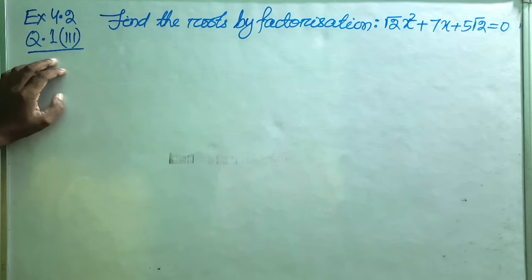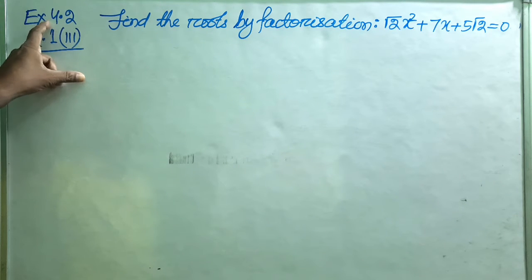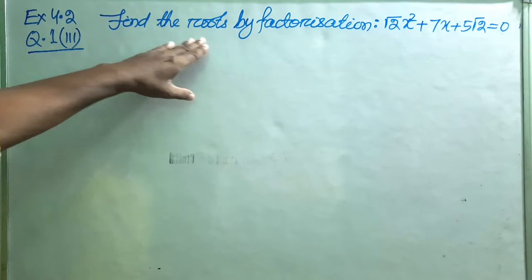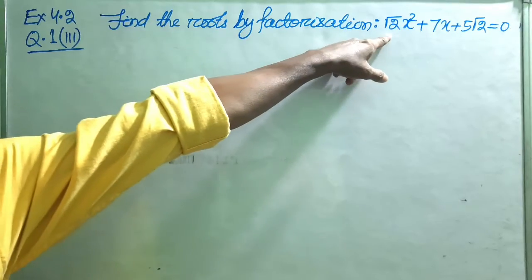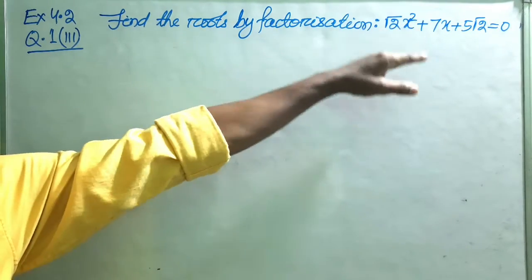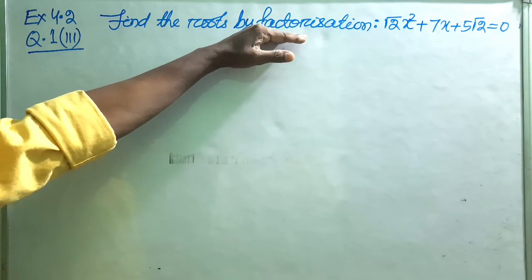Today we will solve question number 1 bit 3 of exercise 4.2 from chapter 4 CBSE class 10 math. Now here the question is find the roots by factorization of this quadratic equation. That means this is the quadratic equation, we have to find out its root by using factorization method.